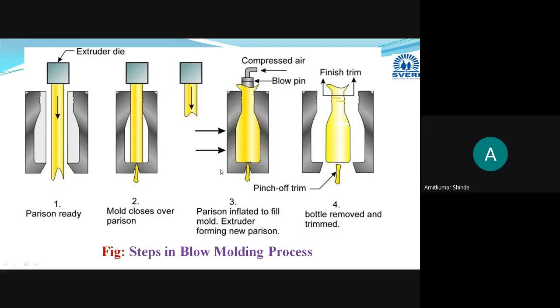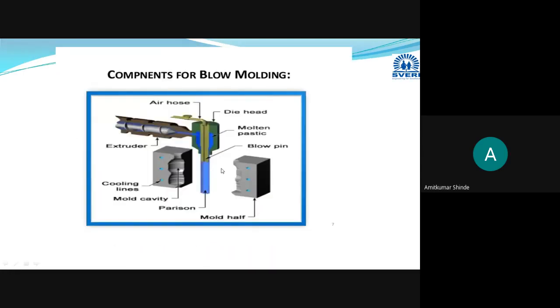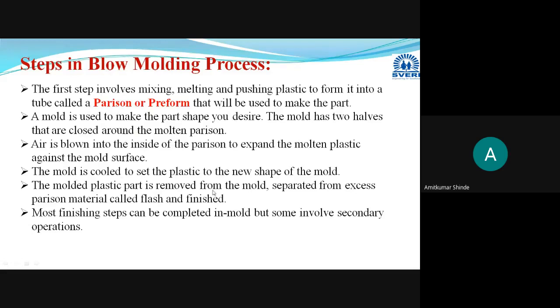I will explain that again, but you have to understand that these are the steps. These are the steps involved in the blow molding process. The first step is preparation of the parison or preform, then placing it, whichever shape you want.